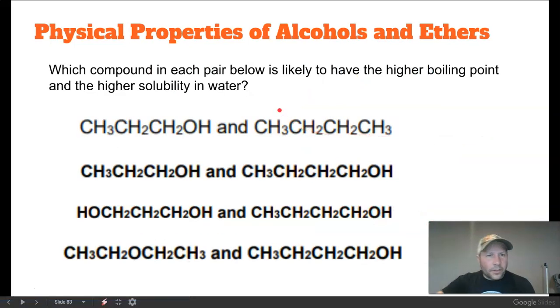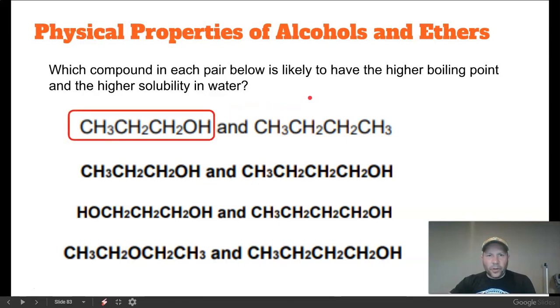Let's talk about which compound in each pair is likely to have the higher boiling point and the higher solubility in water. This is a little practice for you. Okay, look at this. This guy's an alcohol. This guy's not. So let's go through the boiling points first. Since this has hydrogen bonding, it has the higher boiling point. You can try these on your own if you want to pause it and see what you got. I'm going to go through the boiling point first, then the solubility.